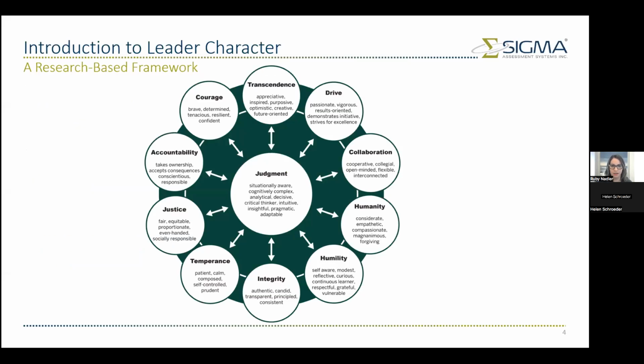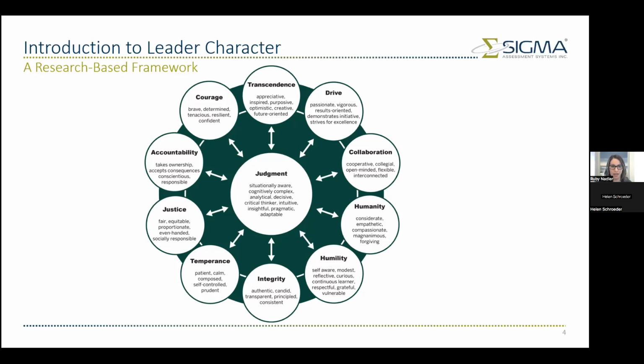So this is the leader character framework. And as you can see here, if it's new to you, it consists of 11 dimensions. Those are the words that are in bold. So judgment, transcendence, drive, etc. So there are 11 dimensions in this framework, and there are 62 elements that you'll notice below. So there are several underneath each of the dimensions.